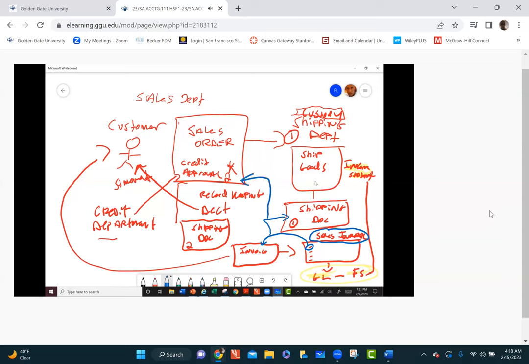Okay. And I think that's enough. The sale, the invoice, the shipping document, the sales order. I say, okay, for that sale of $100, whatever, it lines up. Everything says that there was something shipped that was worth $100. That's what the customer ordered.